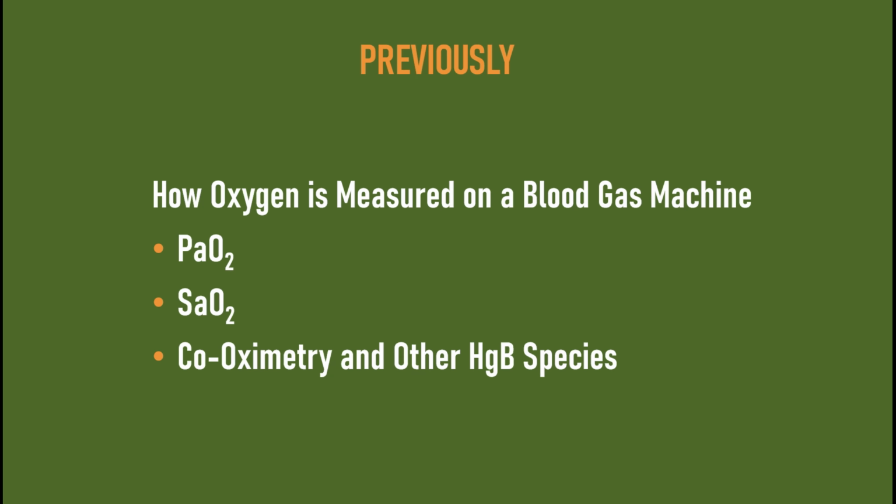In the previous tutorial, we discussed how oxygen is measured on a blood gas machine, and I explained how the Clark electrode measures the PaO2. We then discussed how SaO2, that's oxyhemoglobin saturation, used to be calculated using the oxyhemoglobin dissociation curve on blood gas machines, but these days co-oximetry is used with the added value that it also measures carboxyhemoglobin and methemoglobin.